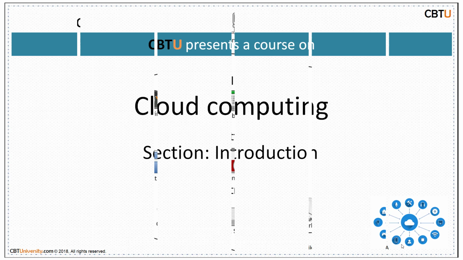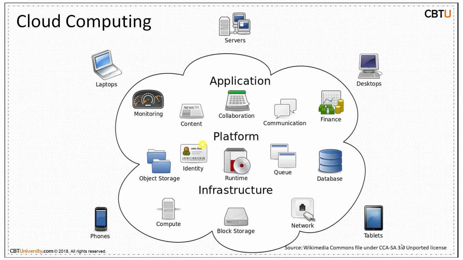Section Introduction. This is an overview of cloud computing. Cloud computing is nothing but on-demand network access to a shared pool of configurable computer resources, like applications, platforms, and infrastructure. Examples include networks, servers, storage, applications, and services. Cloud computing enables access over the internet to a shared pool of computer resources. The cloud resources can be accessed by any of the cloud clients like laptops, mobile phones, tablets, desktops, and servers.